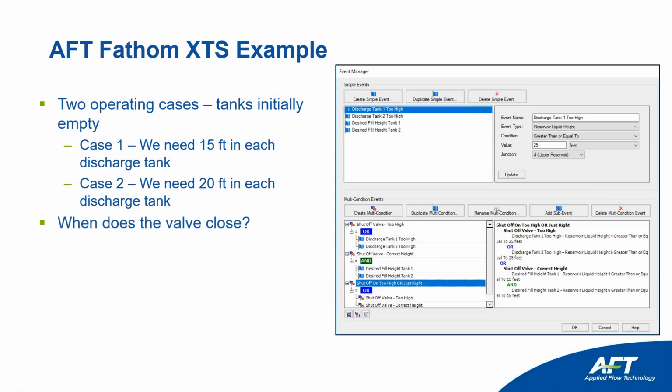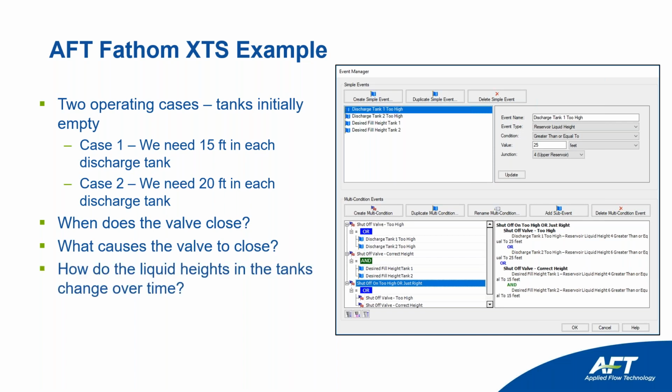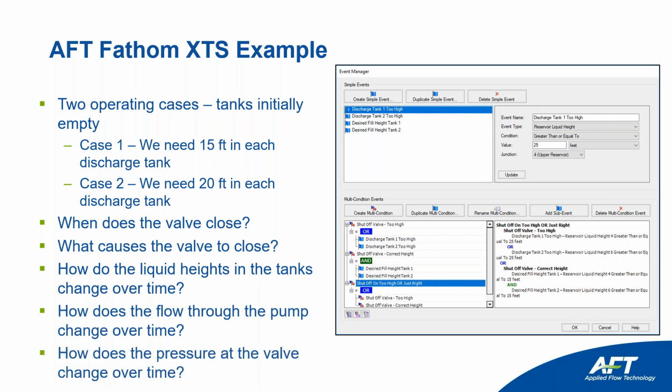So some questions that I want to ask for this model is, when does the valve close? What causes the valve to close? Is it because my liquid heights are too high in one of the tanks, or is it because I get the right height in both tanks? How do the liquid heights change over time? How does the flow to the pump change over time? How does the pressure of the valve change over time? So those are the things I'm going to ask with this specific example.